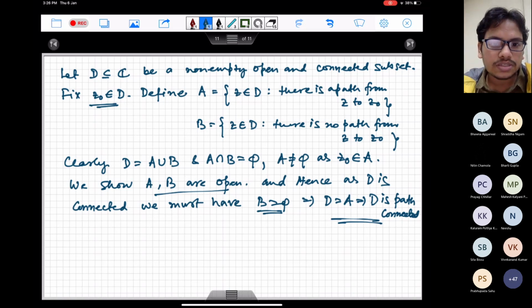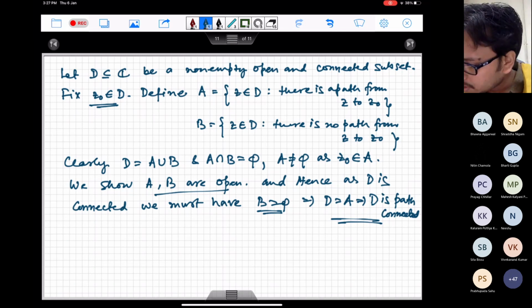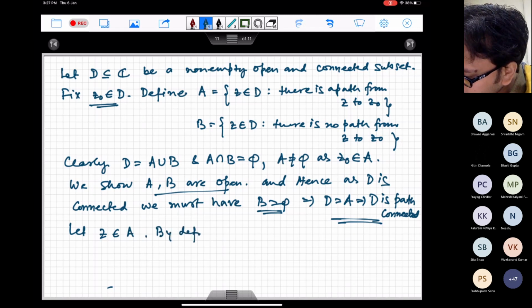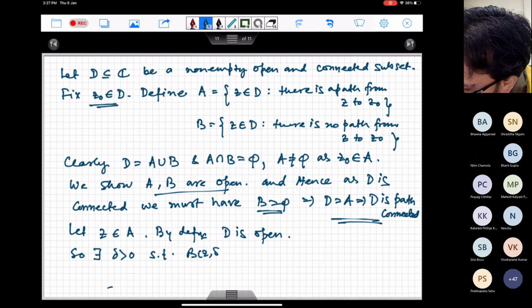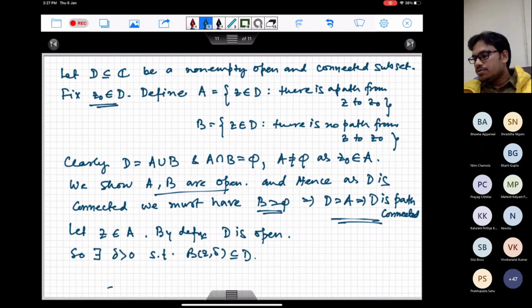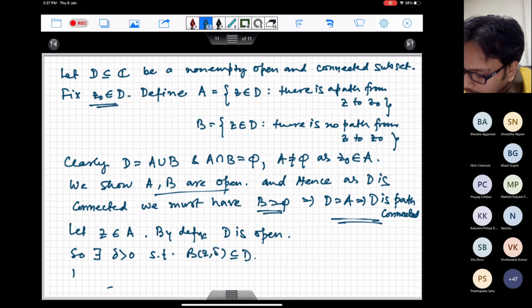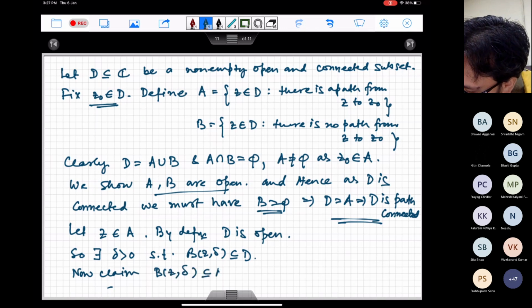Now, to show some set is open, what do I have to do? I have to take any point and show that there exists an open ball around that point which is contained in my set, A or B, whatever you want to take. So the proof is not at all difficult. How do I do that? So let Z belong to A. By definition, D is open. So there exists delta positive such that B(Z, delta) is a subset of D. Now my claim is that this B(Z, delta) is actually a subset of A.